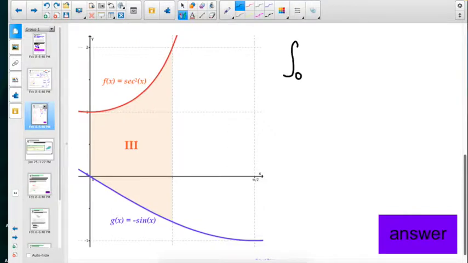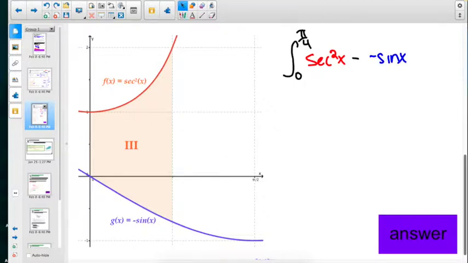I'll go through that again. I know we kind of went through that a little quick, but we have secant squared x, and we're still going to subtract the bottom function. In other words, we're taking the big function and we're subtracting the little function. But the little function is what? Negative sine x. So we're taking this upper function and we're subtracting the lower function, which is negative. And what is subtracting a negative? That's the same as adding.